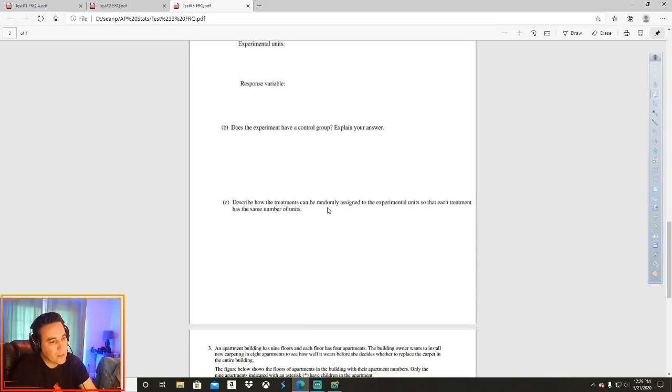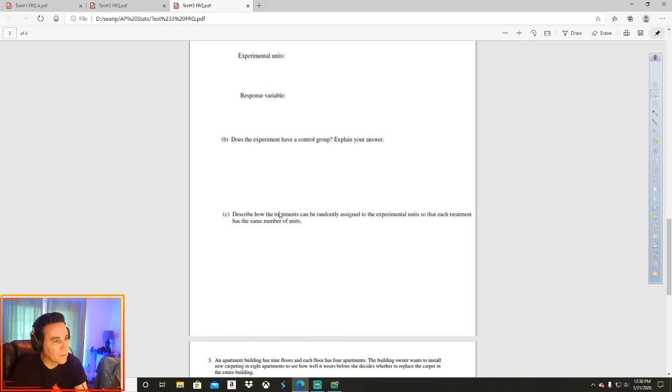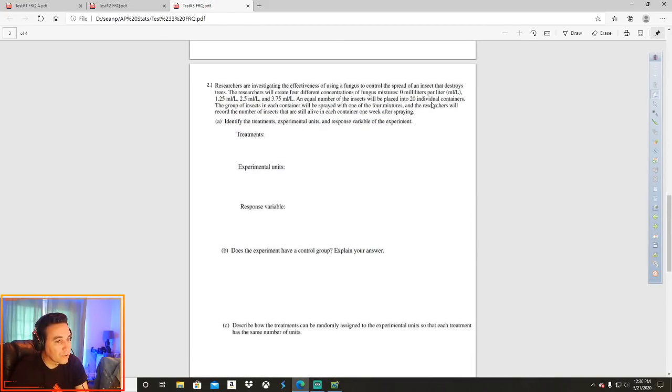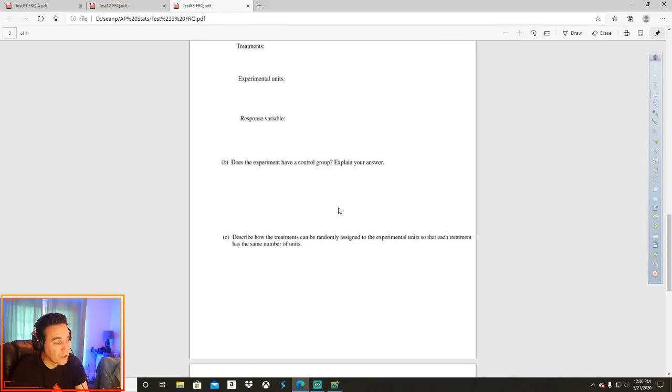Describe how the treatments can be randomly assigned to the experimental units, so each treatment has the same number of units. This is again like part B of problem 1. Describe how you would do it. So there's 20 containers. There's 1, 2, 3, 4 different concentrations. You could put all the numbers in a hat, 1 to 20.